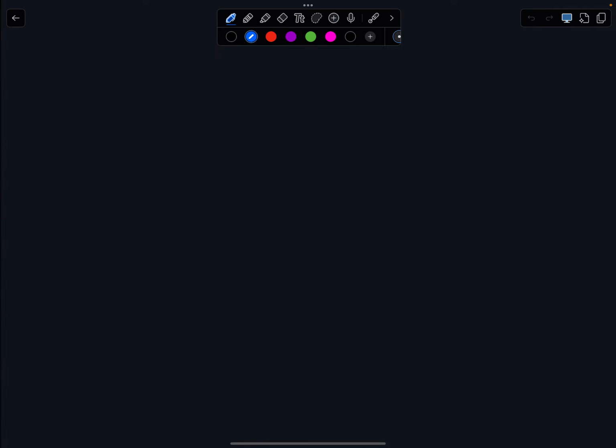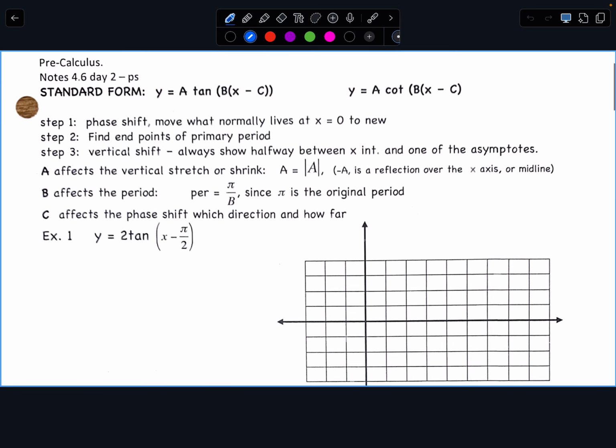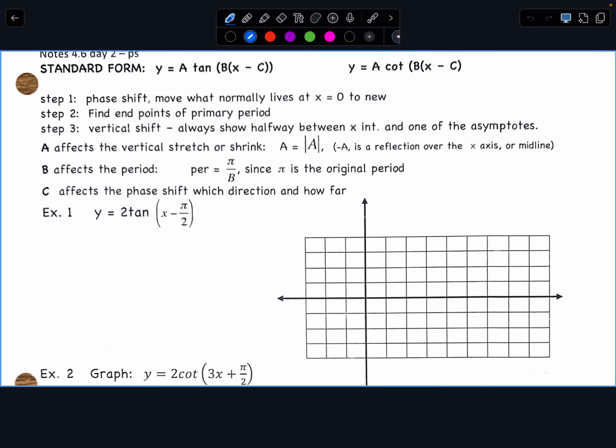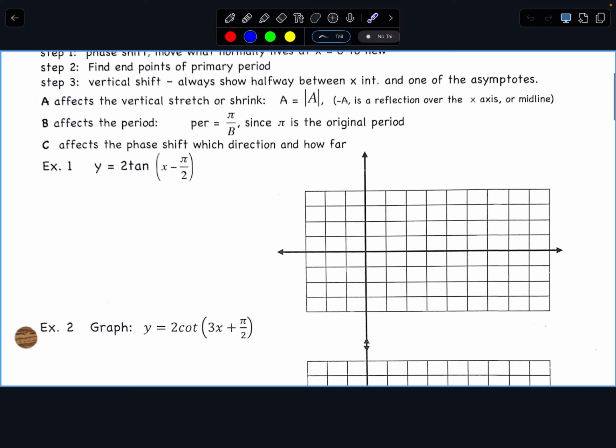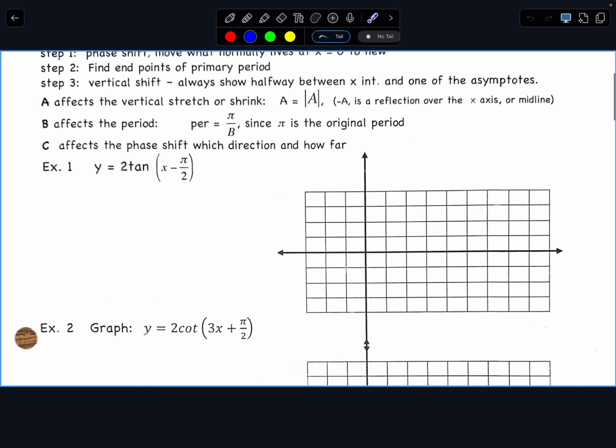And we've got our 4.6 day 2. And just like we had in sine and cosine, we take out the b, and then we have this x minus c. And c is what you shift to the right or left. So for tangent or cotangent, a is not an amplitude, but it is a vertical stretch or shrink. And if it's negative, you have a reflection in the x-axis. So let's just jump right into this example.